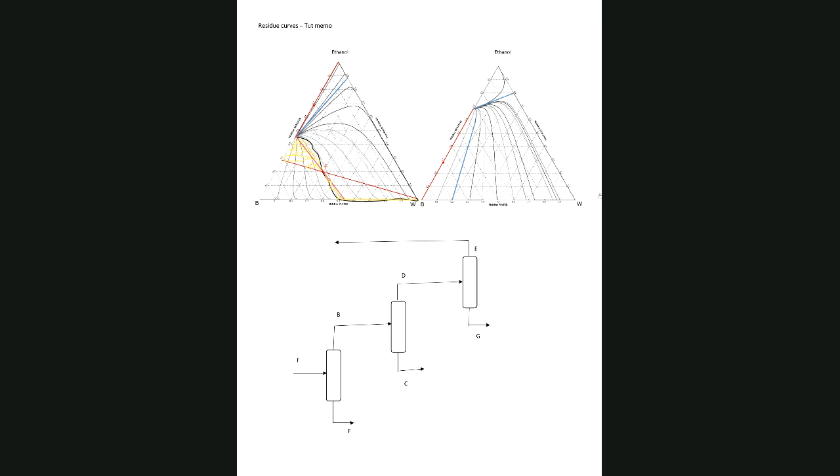Okay. Right. So going on to this, we've got a feed there, and I suggest that at 101 kPa, the first distillation column should make water.